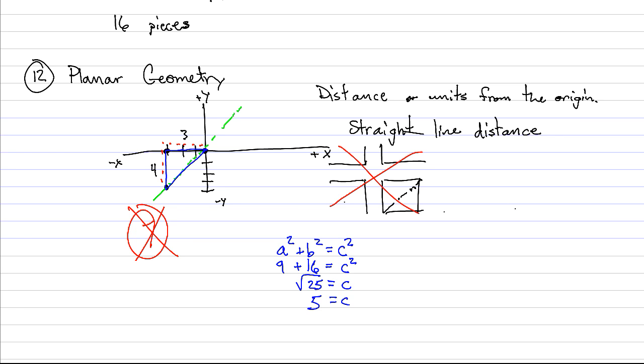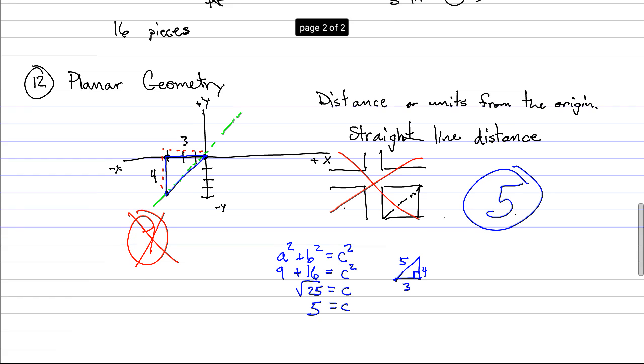So this is a pretty common right triangle, a 3, 4, 5 triangle. Remember, the hypotenuse is the side opposite the right angle there. So the answer here is 5 units.